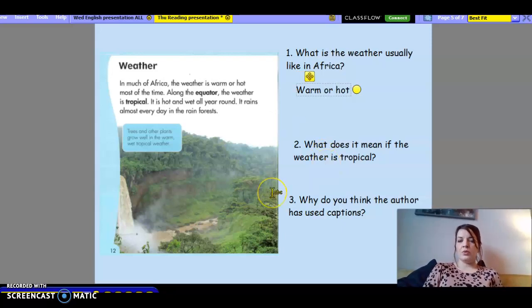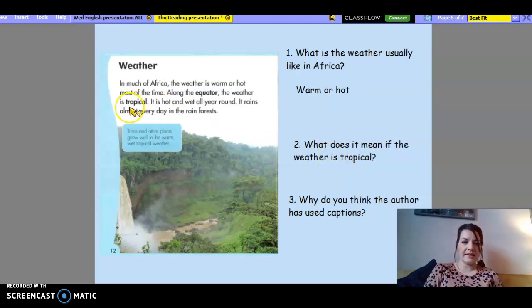Question number 2. What does it mean if the weather is tropical? I saw that word tropical. Let's have a look. Here it is, tropical. So let's read that whole sentence that's got the word tropical in. Along the equator, the weather is tropical. What does it mean if the weather is tropical?